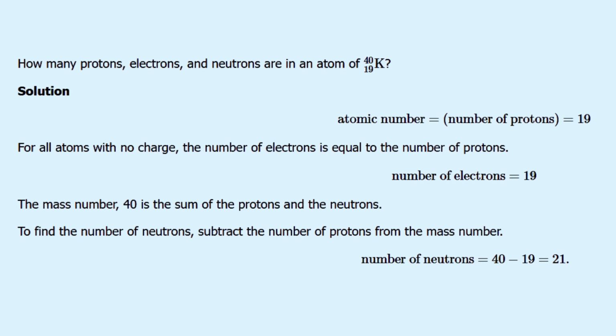This is an example question. How many protons, electrons and neutrons are present in 19 potassium 40? Atomic number equals number of protons equals 19. For all atoms with no charge, number of electrons equals number of protons. Therefore, electrons number is equal to 19. The mass number 40 is the sum of the protons and the neutrons. To find the number of neutrons, subtract the number of protons from the mass number. 40 minus 19 equals 21.